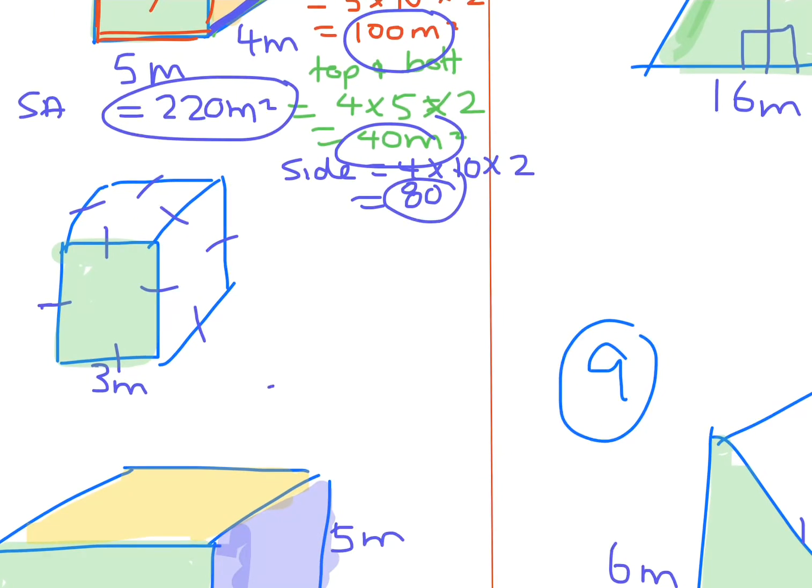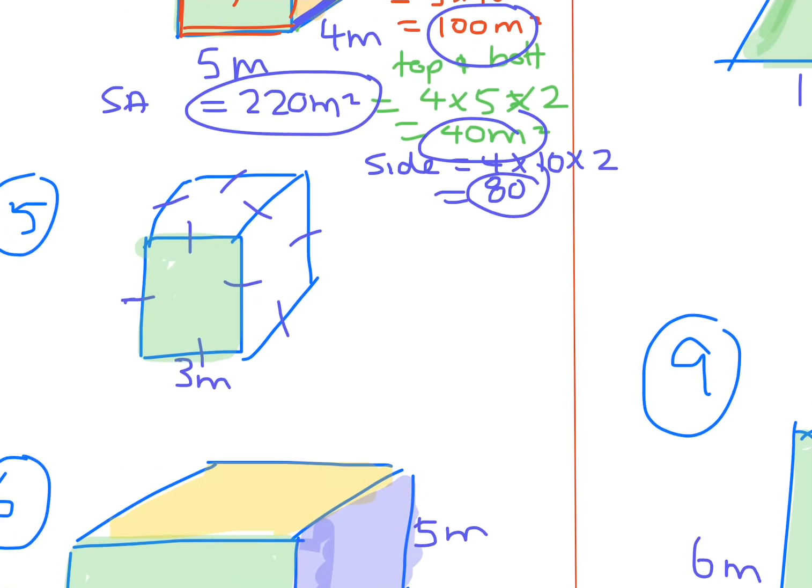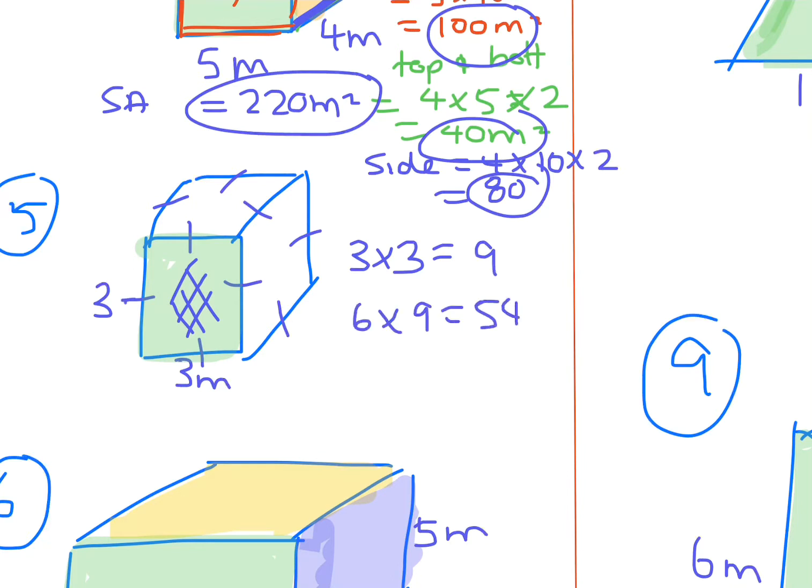Okay, now the cube. So the cube, we get the area of one of the sides. So that's 3 there and 3 there. So it's 3 times 3, which is 9. Then there are 6 of those sides. So 6 nines are 54 metres squared.